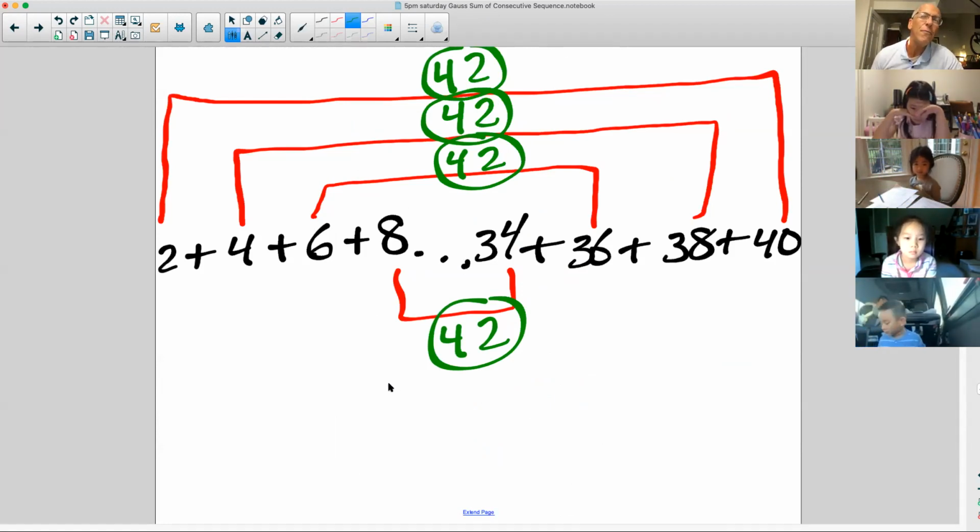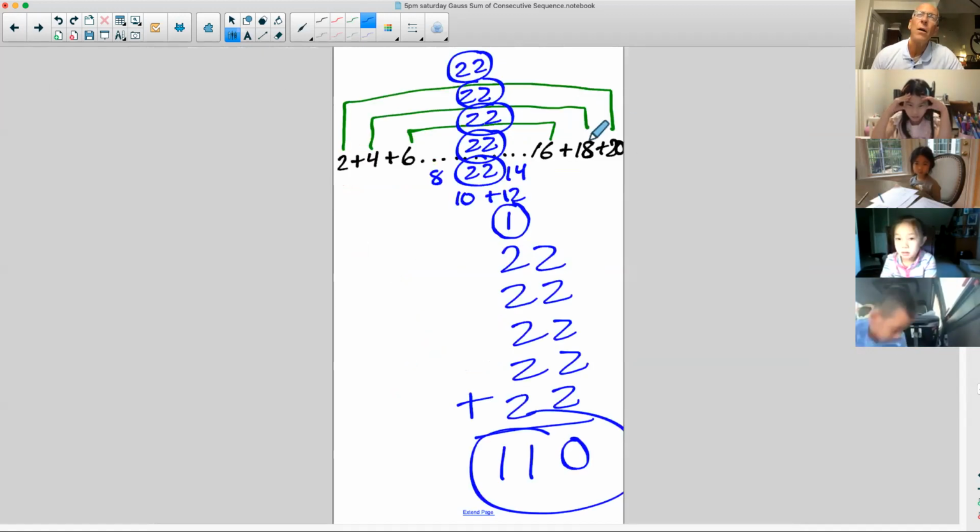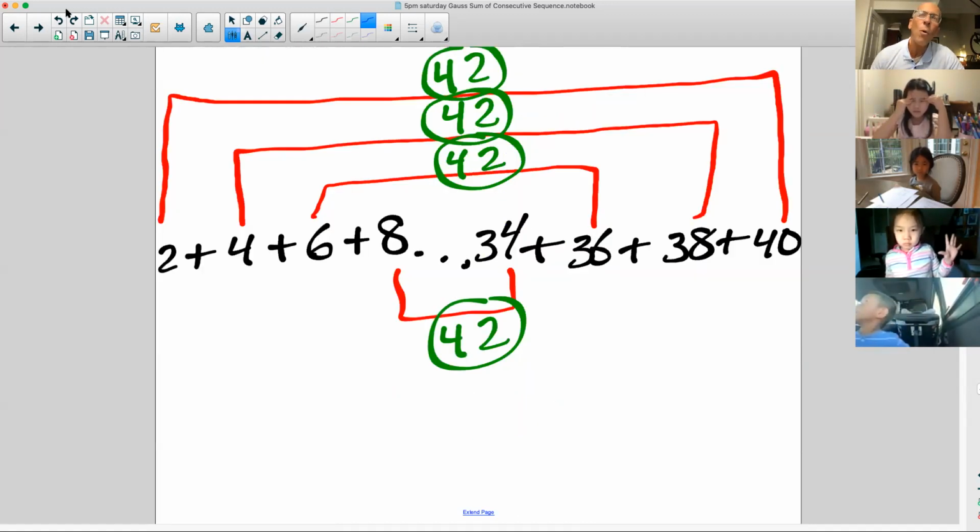Now, guys, here is the big challenge. How many 42s do we have? And don't answer fast. Think about what we did here. When we did 2, 4, 6, 8 all the way to 20, we only had 5 pairs of numbers. Now we have all the way to 40. What do you think, Stella? 10 42s.